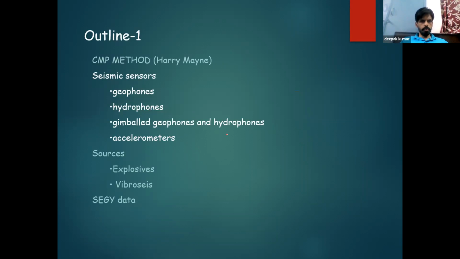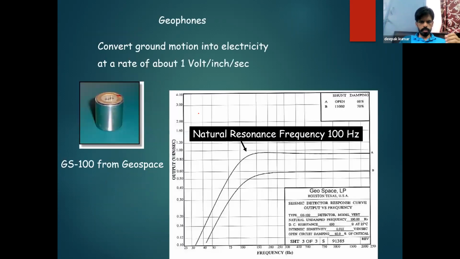So we have talked about types of methods, and we'll be continuing with the CMP method. We have already talked about seismic sensors: geophones, hydrophones, gimbal. We'll be talking about explosives, but first, before going to explosives, we will be talking about the gimbal, hydrophones actually, or geophones, or the working of the geophone.